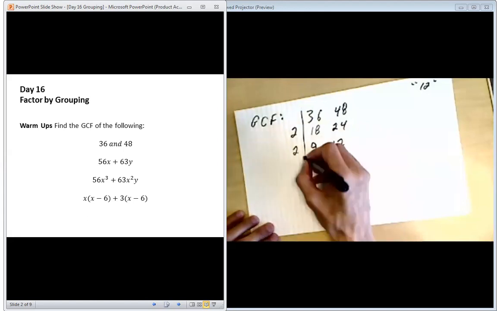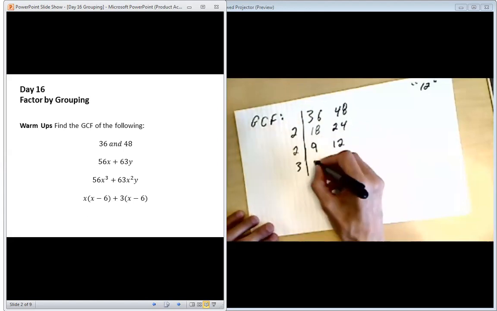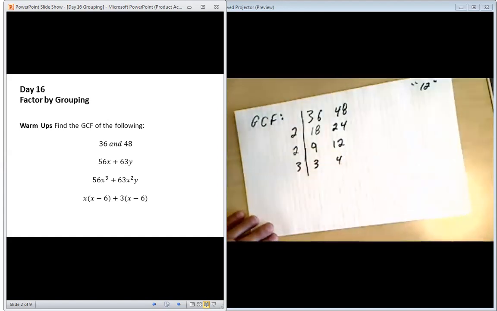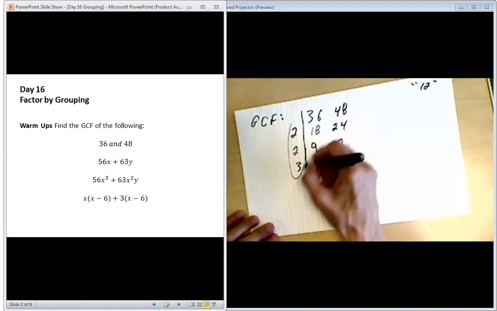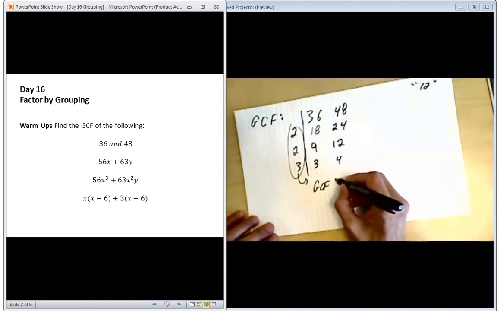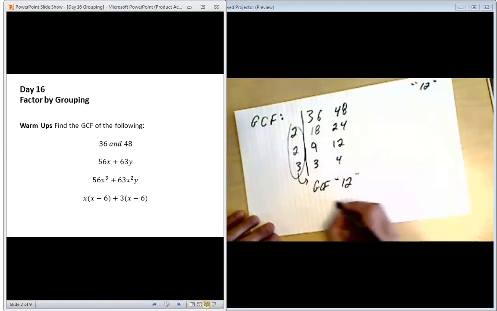9 and 12. True indeed. 3. Yeah. 3 and 4. And is that it? That's right. No more common factors, right? So those ones multiply together. GCF is 12. Perfect.